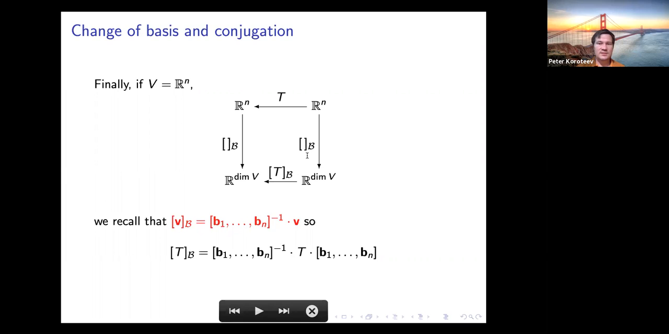So in other words, we should think of it like this. Say we have a linear transformation from Rn to Rn. Now, how can we write its matrix? Well, it's written like that.